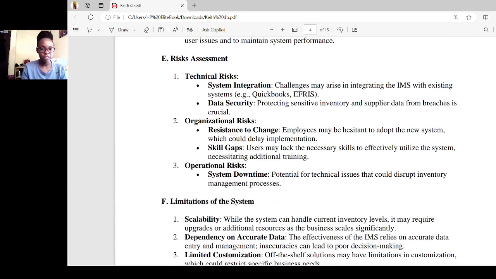Then we have the risk assessment: technical, organizational, and operational. Operational may be the day-to-day issues in the process of inventory. Then technical may be the breakdown of a machine, and security. Then organizational, resistance to change. Some people don't like change. They are so rigid and they want to stay there. Maybe they have been doing things and they don't want to use other ways. Then another one, we have skill gaps.